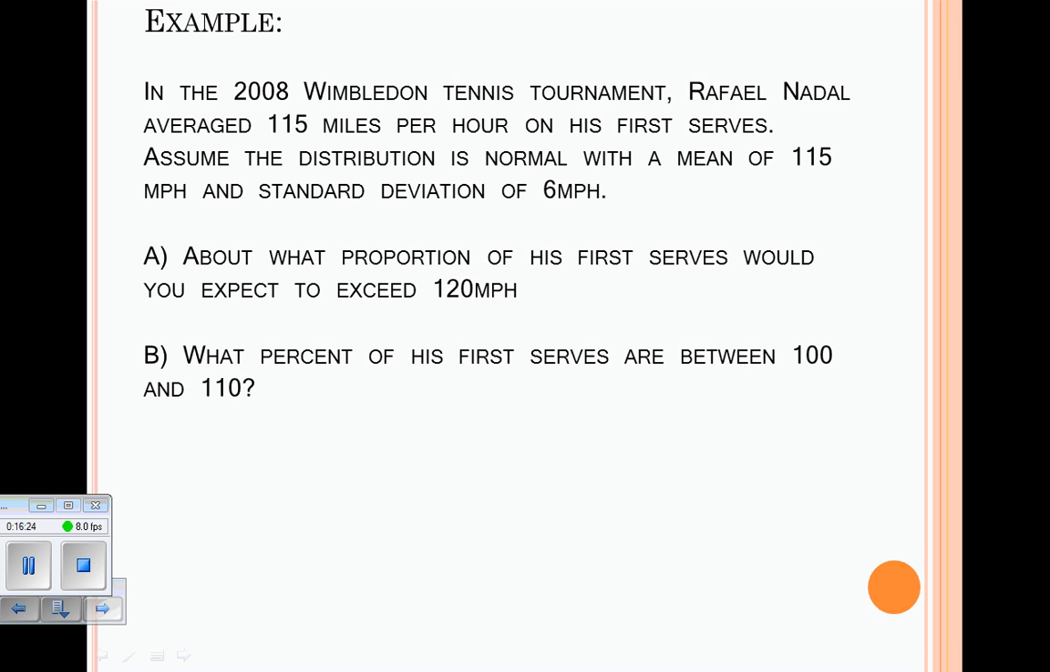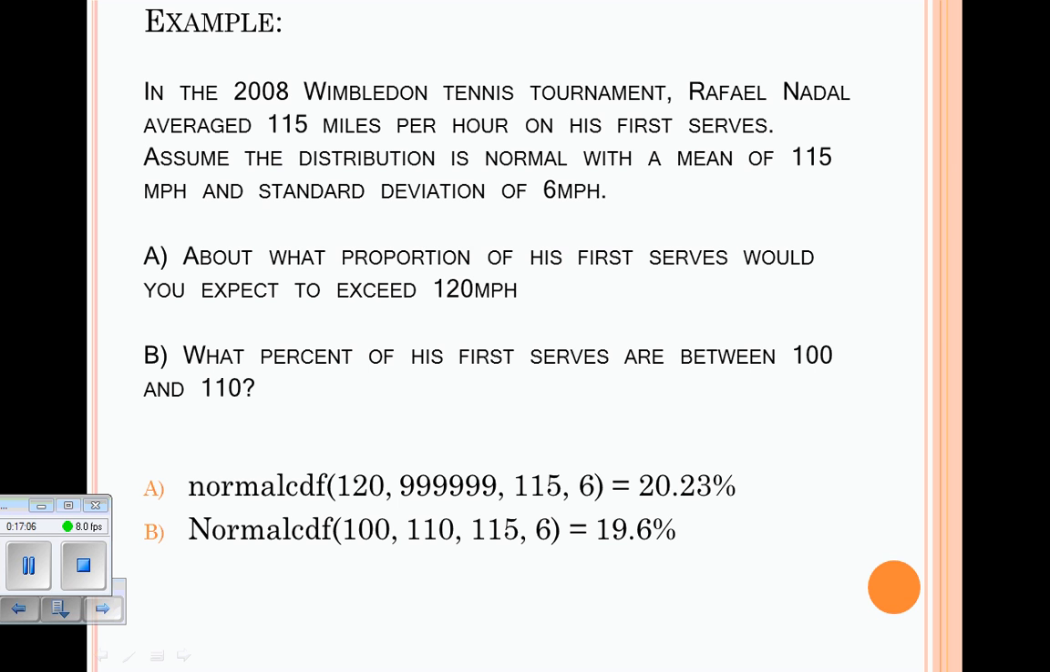All right. In the 2008 Wimbledon tennis tournament, Rafael Nadal averaged 115 miles per hour on his first serves. That's really fast. Assume the distribution is normal with a mean of 115 miles per hour and a standard deviation of 6 miles per hour. About what proportion of his first serves would you expect to exceed 120, and what percent of his first serves are between 100 and 110? See if you can do this now. I bet you're a pro. Let's see if you got those out.